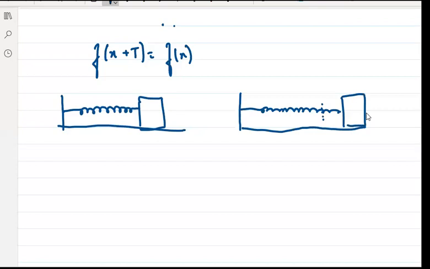Tell me what will happen. Think about it. If you elongate the spring, what will happen? Just think practically: it will try to move in this direction. And what would be the reason?